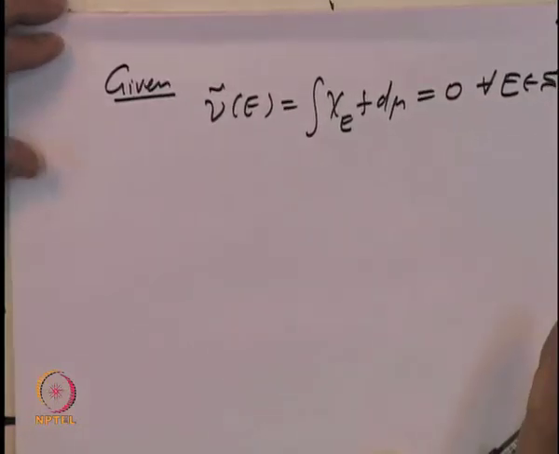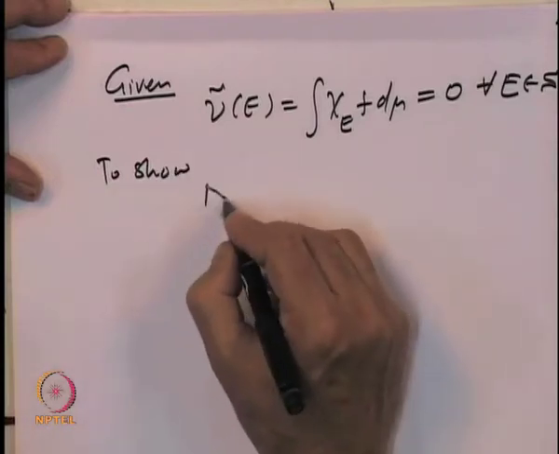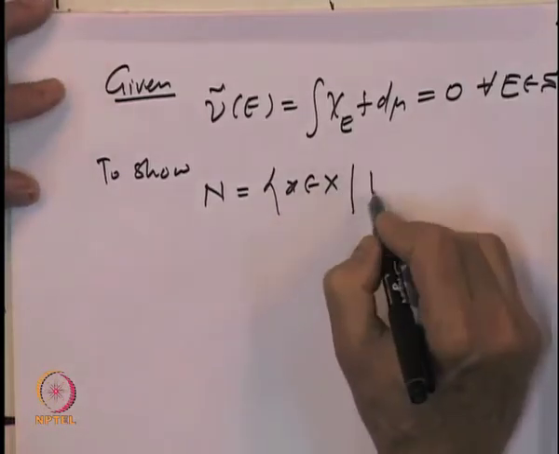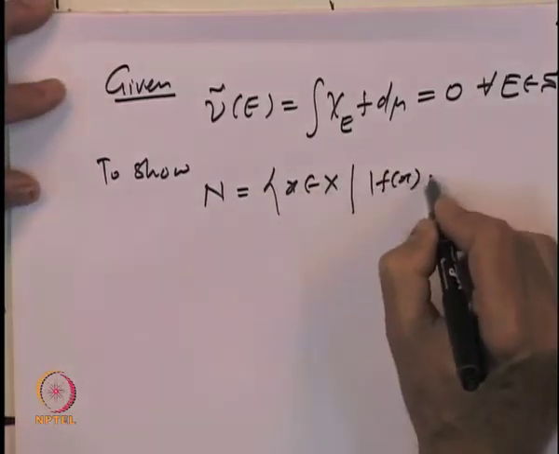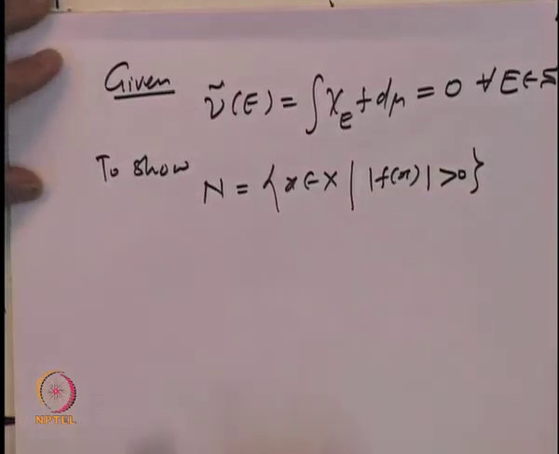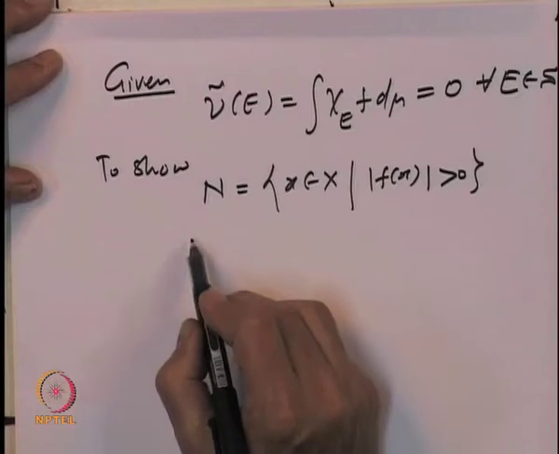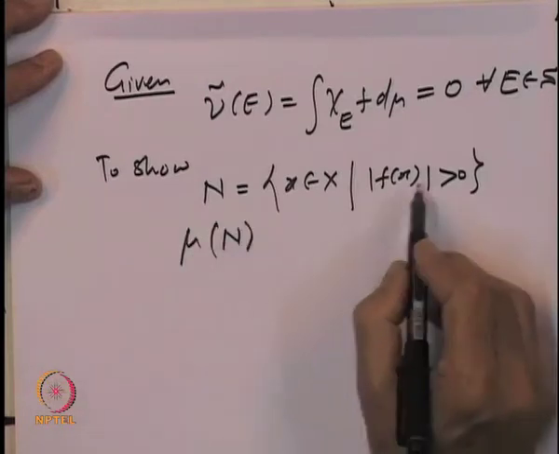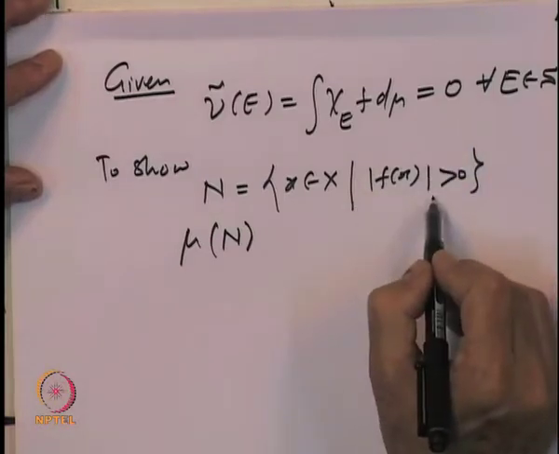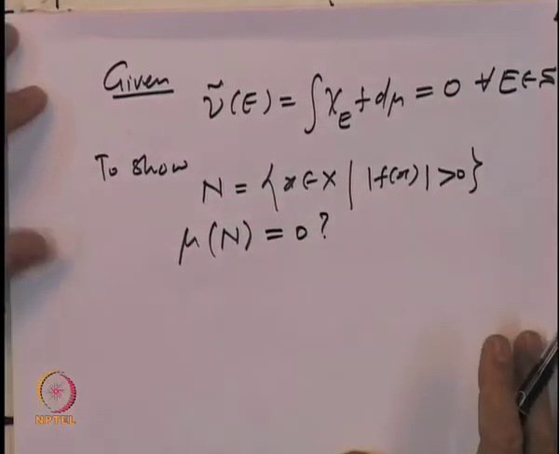So, that is what is given to us, and we want to show that if we take the set N, which is the set of x belonging to X such that mod f of x is bigger than 0, then note that this set N is a set in the sigma algebra, and we want to show that mu of N is 0. We want to show f is 0 almost everywhere, and this is the set where f is not 0. So, we want to show this is equal to 0. So, this is the problem we want to show.